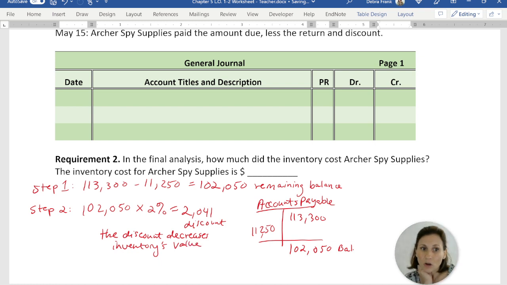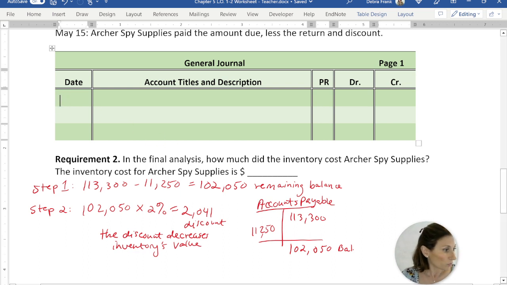Okay, so now we have all the numbers that we need to make our journal entry. So let's go ahead and do that. Archer Spice Supplies is now paying the amount due less the return and discount, which we just calculated. So let's do 515. And let's go over some things.